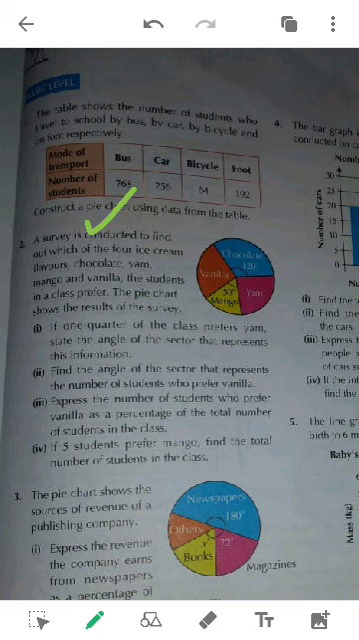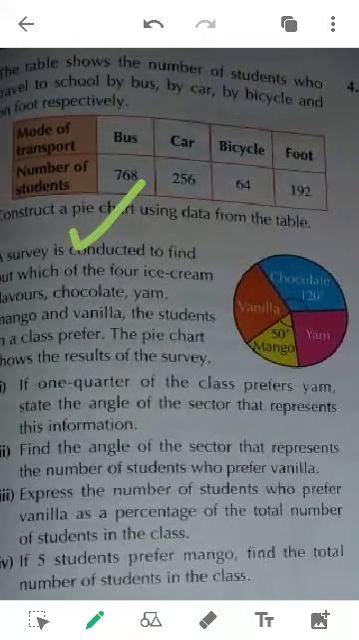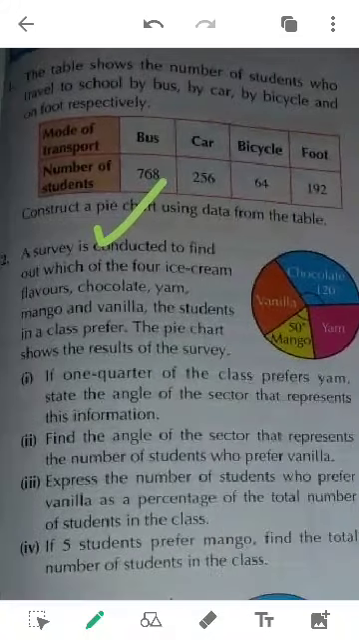Now let's go to the question. There is a table in question number 1 that gives the mode of transport and number of students. For example, 768 students are traveling by bus, 256 students are traveling by car, and similarly the remaining students are traveling by bicycle or walking on foot. Now what we have to do is construct a pie chart from the table. This pie chart is of question number 2, so don't mix it up.